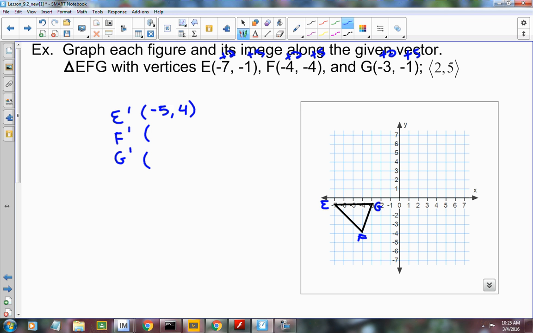What's F prime going to be? Negative 2, 1, and G prime is going to be negative 1, 4. Good. All right, so if I graph this, negative 5, positive 4, and F prime is negative 2, 1, and then G prime is negative 1, positive 4. Okay, so again, I have translated that through the vector 2, 5. I went 2 to the right and up 5 for each point.